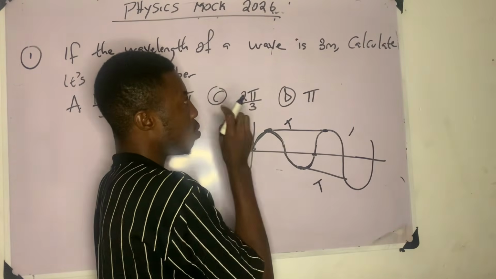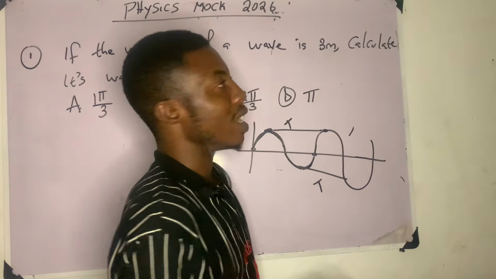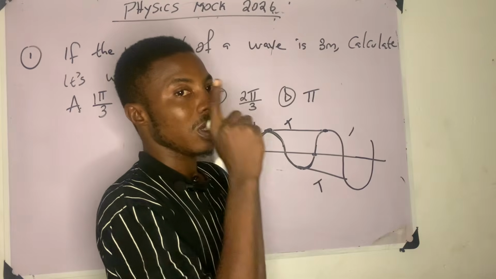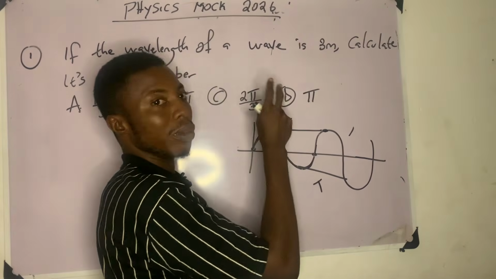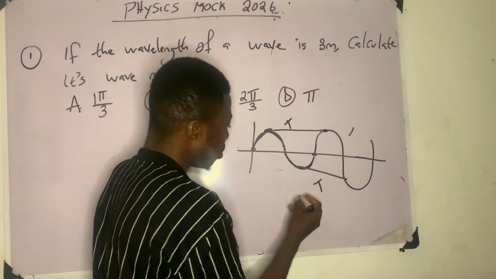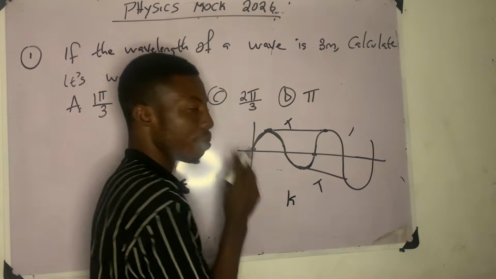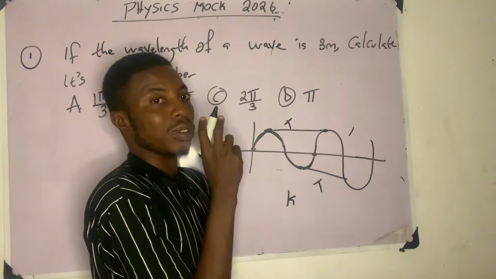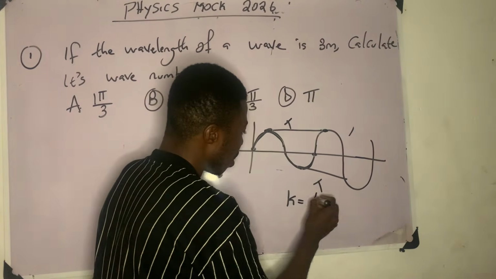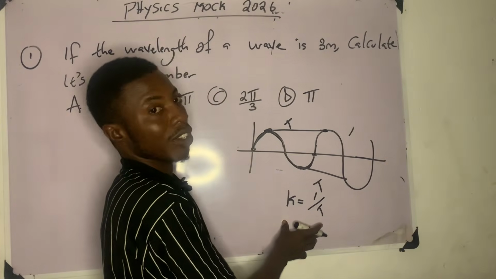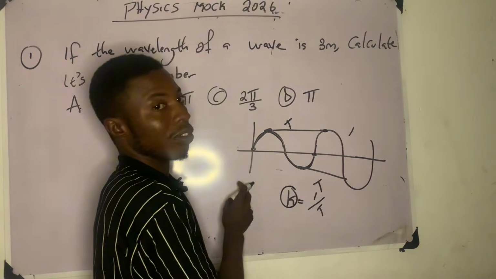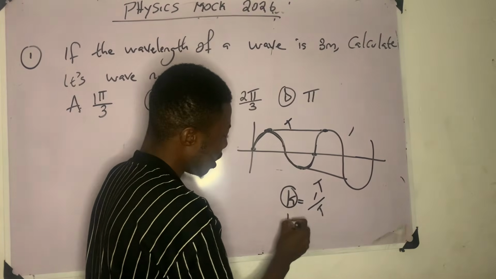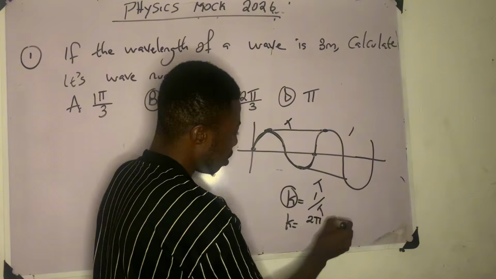Now, what they say you should calculate is wave number. I say that wave number is the number of cycles completed over a distance. Now, what do we have here? We use K to represent wave number. So wave number has two formulas. The first formula is 1 all over lambda, where K stands for wave number and lambda stands for wavelength. The second formula is K is equal to 2 pi all over lambda.